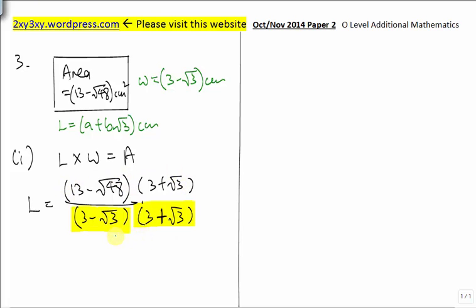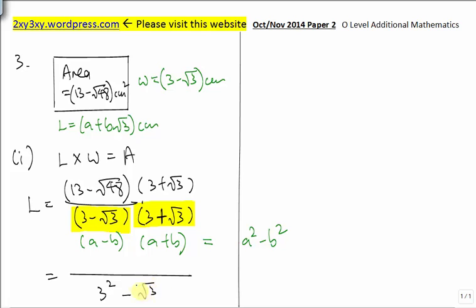One important fact about conjugate is when you multiply an expression by its conjugate, this is a minus b expression, this is a plus b expression, the result will be a square minus b square. That means this denominator here can give us an expression of 3 square minus b square. B will be square root of 3 square. Now we're going to simplify the expression at the numerator.